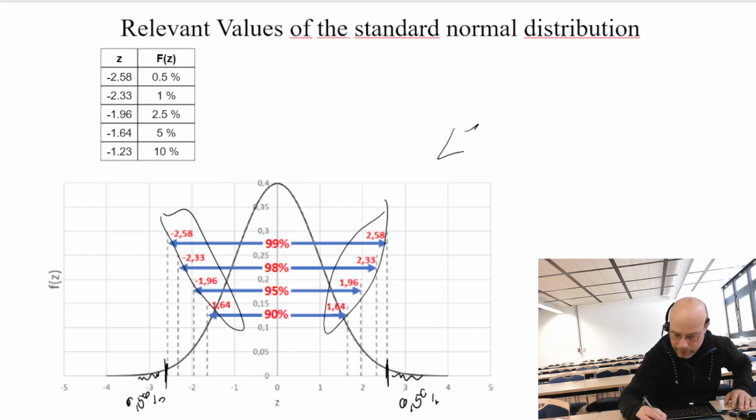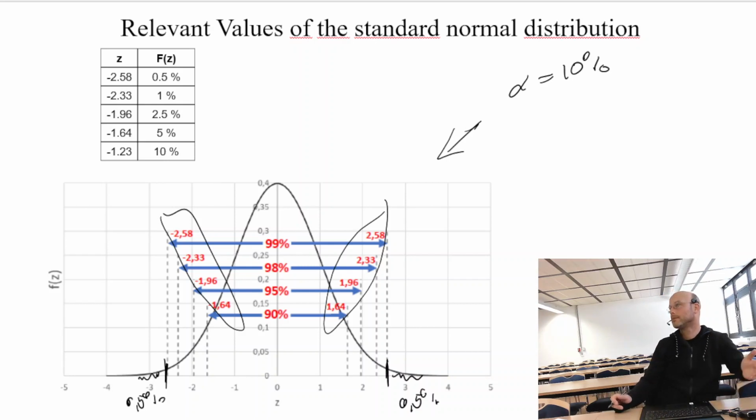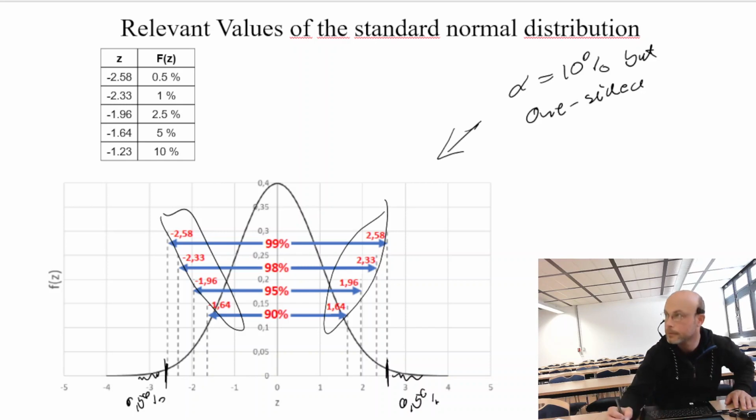So alpha 10%, but one-sided, 10%. If I'm fast, then I say 1 minus 10% is 90%. Do I have to take then 90% here and the minus 1.64?